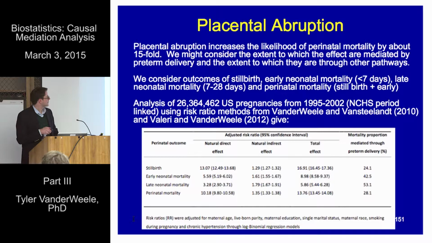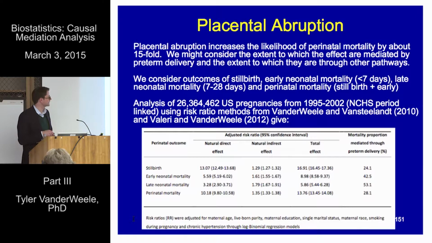The analysis was of all U.S. pregnancies between 1995 and 2000 using the National Center for Health Statistics period-linked files, and essentially just using the methods that we've been describing for, in this case, risk ratios using log binomial models. These perinatal mortality outcomes when placental abruption's present is not particularly rare, so log binomial models and the risk ratio scale was used here.